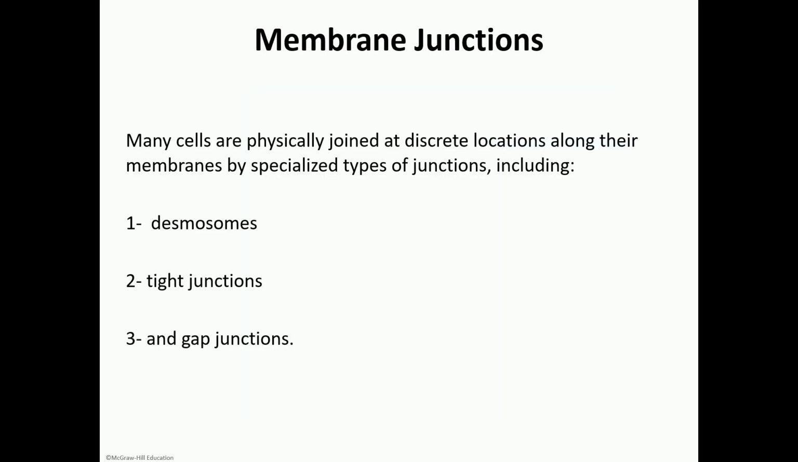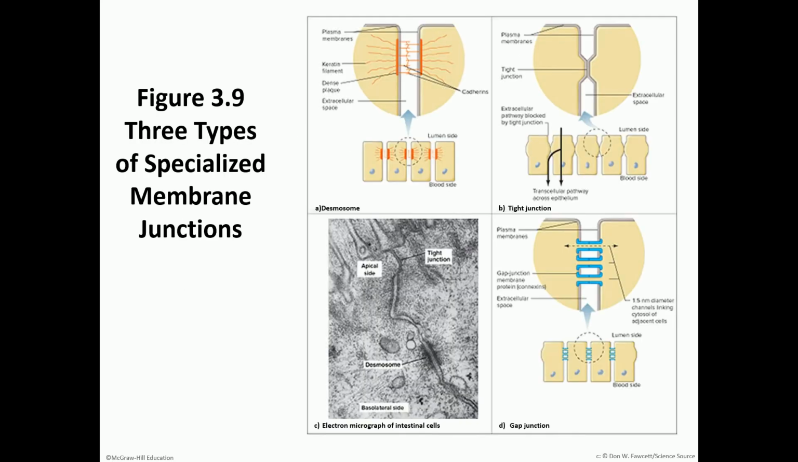So what are the different kinds of membrane junctions? We've got desmosomes, tight junctions, and gap junctions. Know that all of these cells have different functions. So the ways they bind together are going to also be different depending on the function of the cell. So for example, we'll talk about desmosomes first. Now these desmosomes technically act like Velcro.